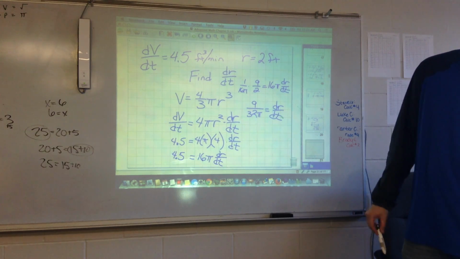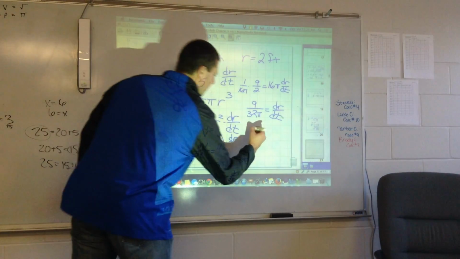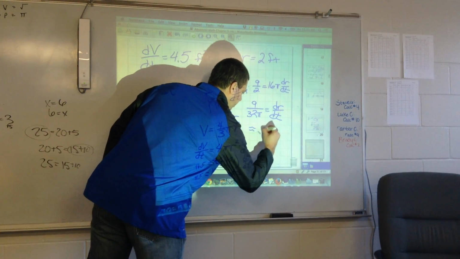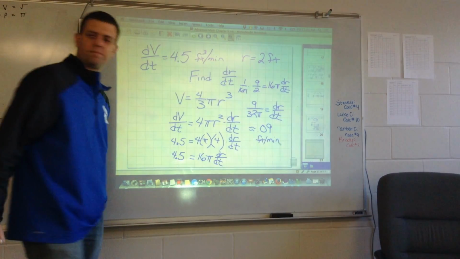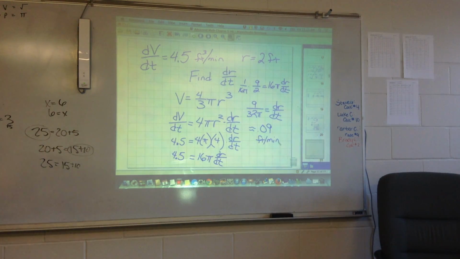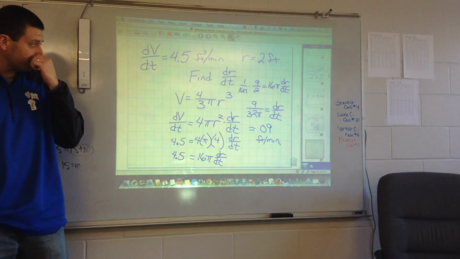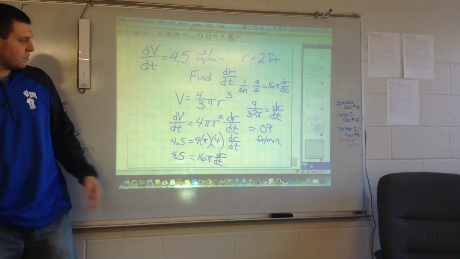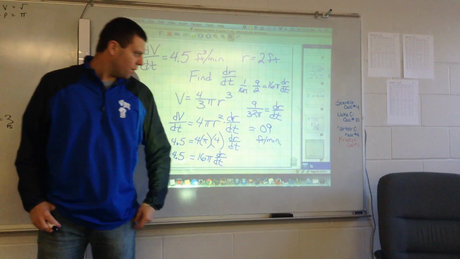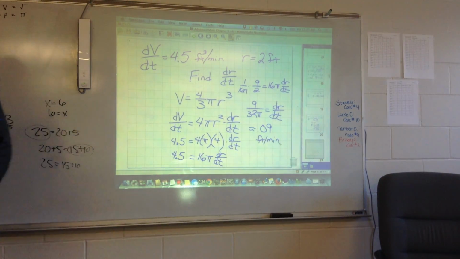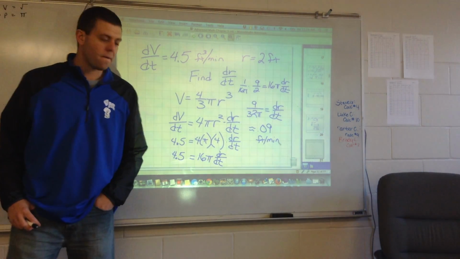According to the book, this looks like it's about 0.09 feet per minute. So that tells me that my radius is changing at roughly 9/100ths of a foot per minute.